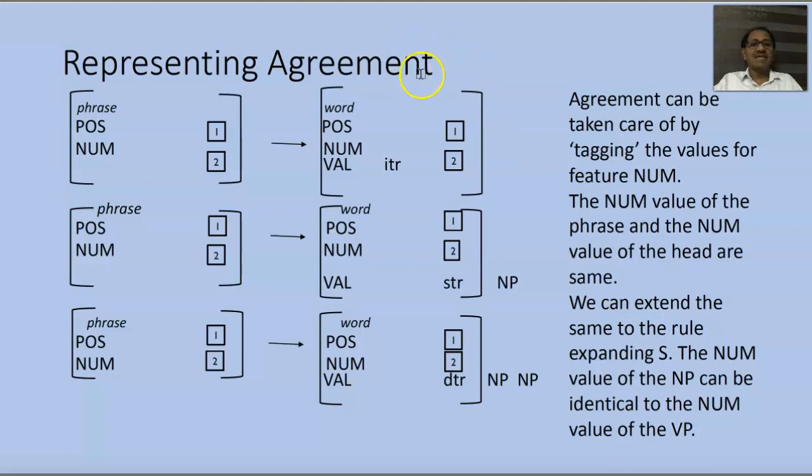In fact, with agreement we had to write several rules. It was very redundant. The number of rules increased, and there was also redundant information, which we could take care of with the use of features.